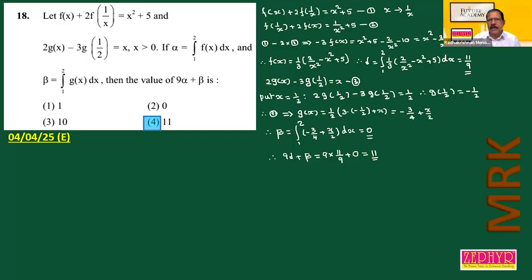Okay, the question is not difficult, but it is little time consuming. So, when you are getting a function in x and 1 by x, you can find out f of x from that. Similarly, g of x also. Afterwards, integration is not difficult, but to simplify and evaluate, sometimes it may take time. You can include this in easy questions.